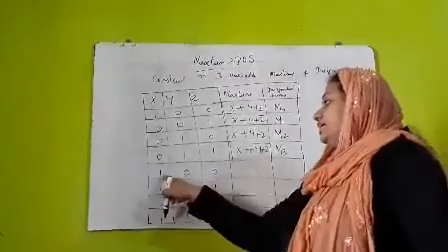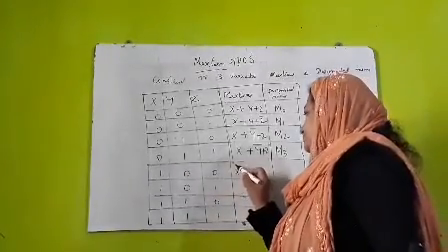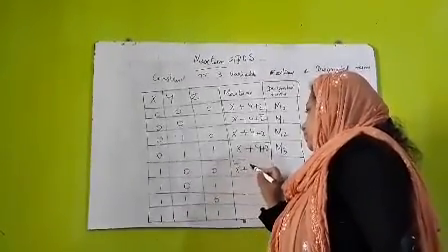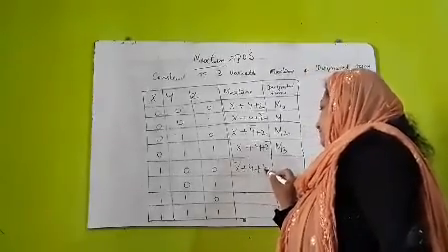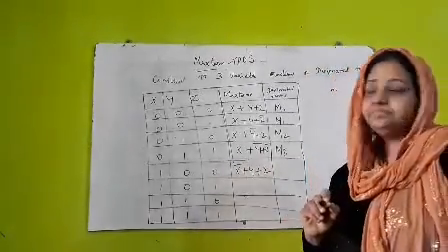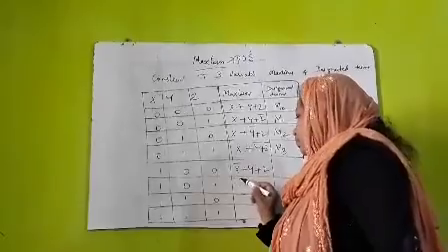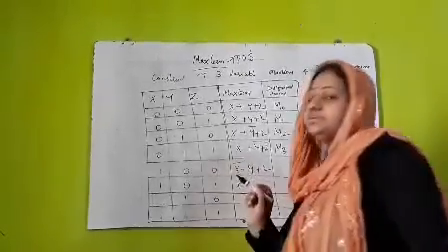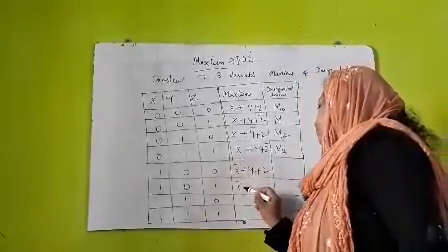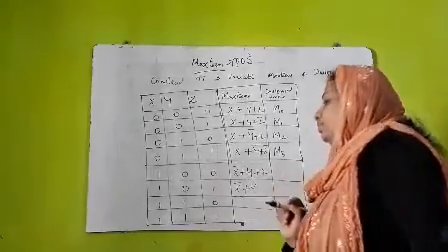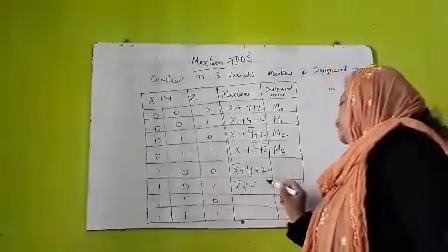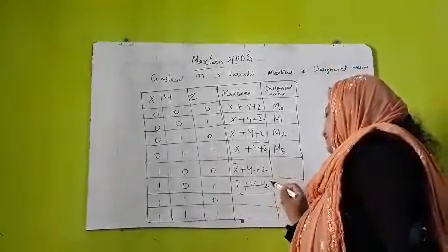Now x is 1, y is 0 and z is 0. Then x is 1, so we will put a bar on x. Then y is 0, so we will put y, and z is 1, so we will put z bar.